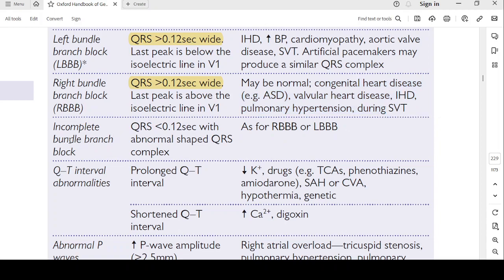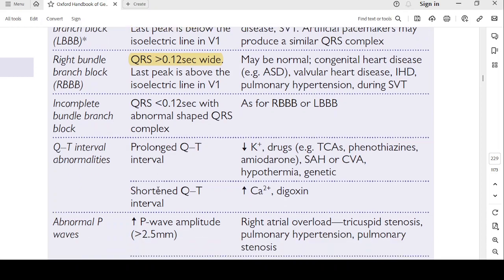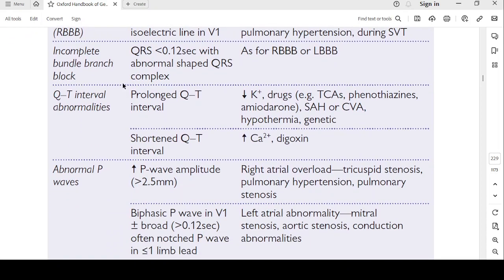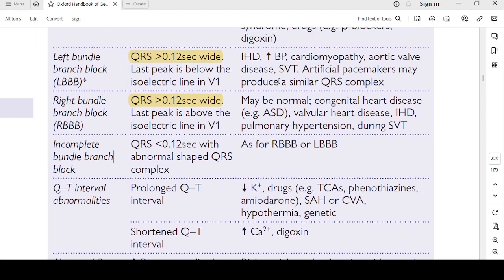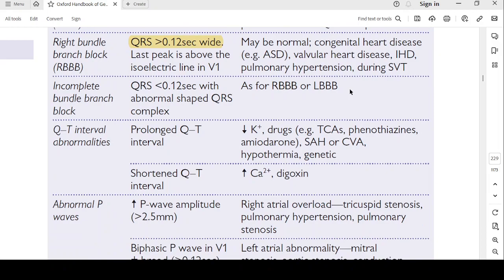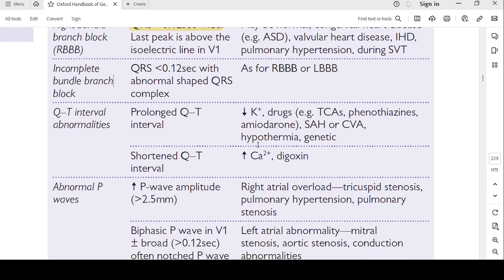So incomplete bundle branch block. So QRS less than 0.12 seconds with abnormal shape QRS complex. As for right, so the QRS complex, the reasons for incomplete bundle branch block is same as for left and right bundle branch block. In any of these conditions, it could be complete block or it could be a partial block. Like left anterior fascicular block is one which I've heard.